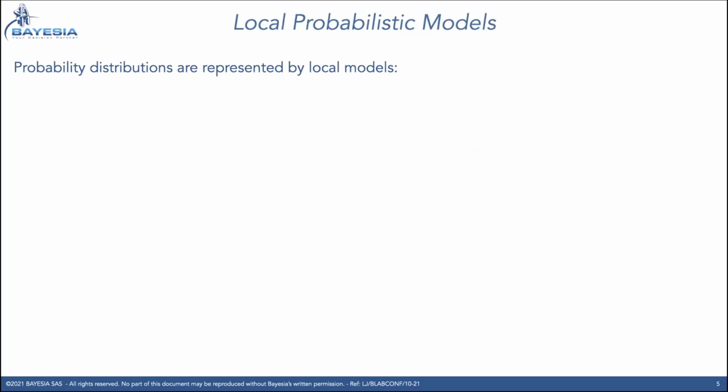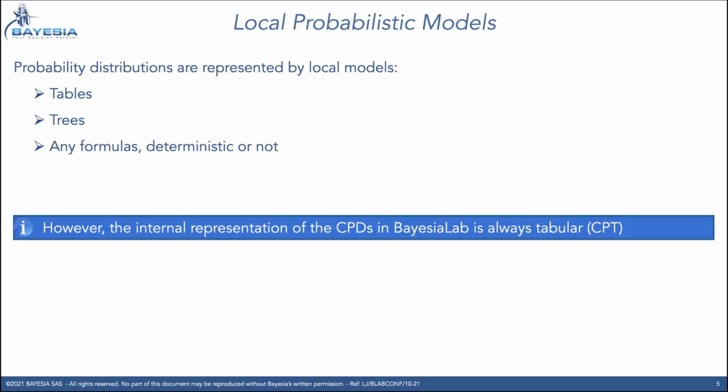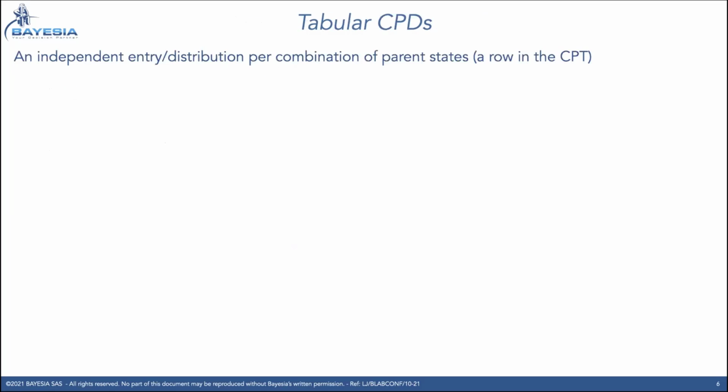In order to define these local probabilistic models, the first thing we do is use tables. This is by default what you have in BayesiaLab and in most software. But you can also use trees, which I'm going to describe a little further, and also formulas, deterministic or not. But at the very end, in BayesiaLab, when you use a tree or formula, we are building under the hood a conditional probability table. So we always have tables.